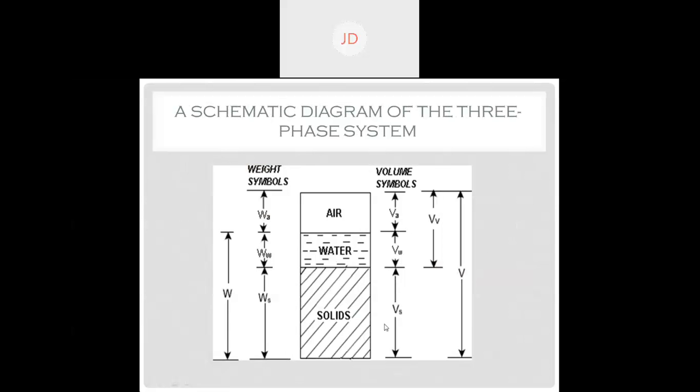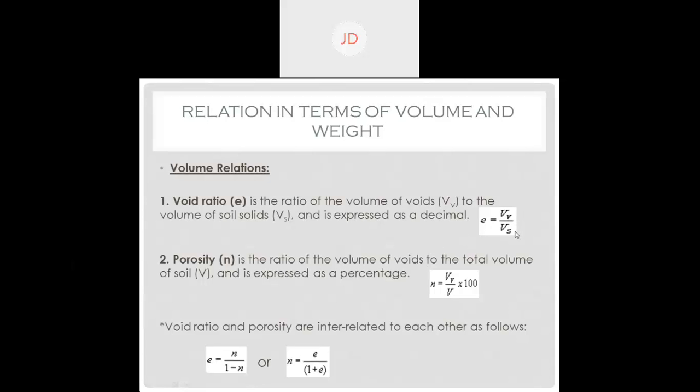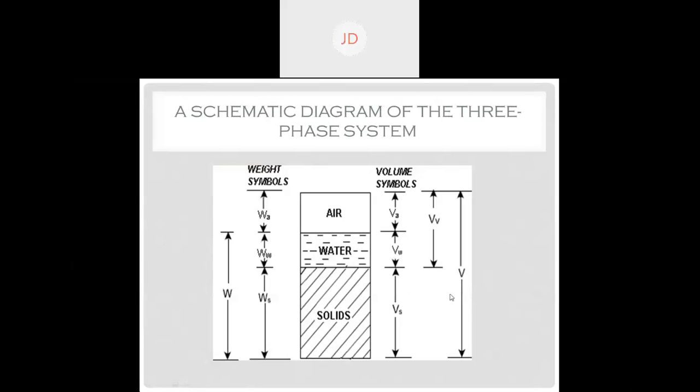Now let's go back. From this diagram also you can find the same void ratio. What do we mean by void ratio? Vv by Vs. Now where is Vv? This is Vv. Vv means the volume of voids.